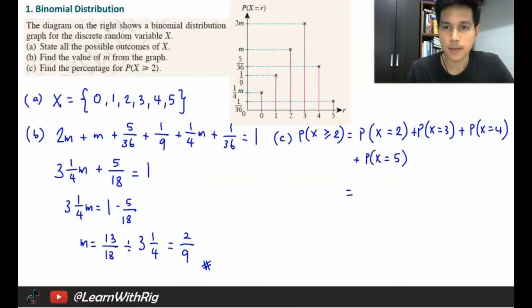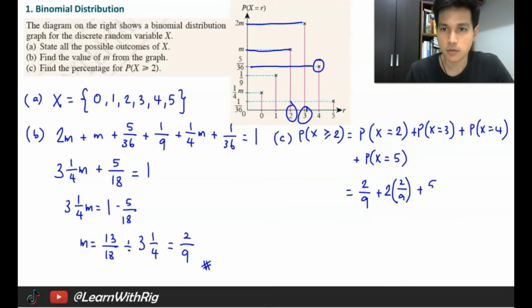Okay, so x equals to 2 here, right? So what's the probability? m. So your m value is 2 over 9. 2 over 9 plus, now x equals to 3, so it's 2m, so 2 times 2 over 9, plus x equals to 4, which is this, you should get 5 over 36, plus x equals to 5 is here, should be equals to 1 over 36. So you add all of them together, you should get your final answer, 5 over 6.